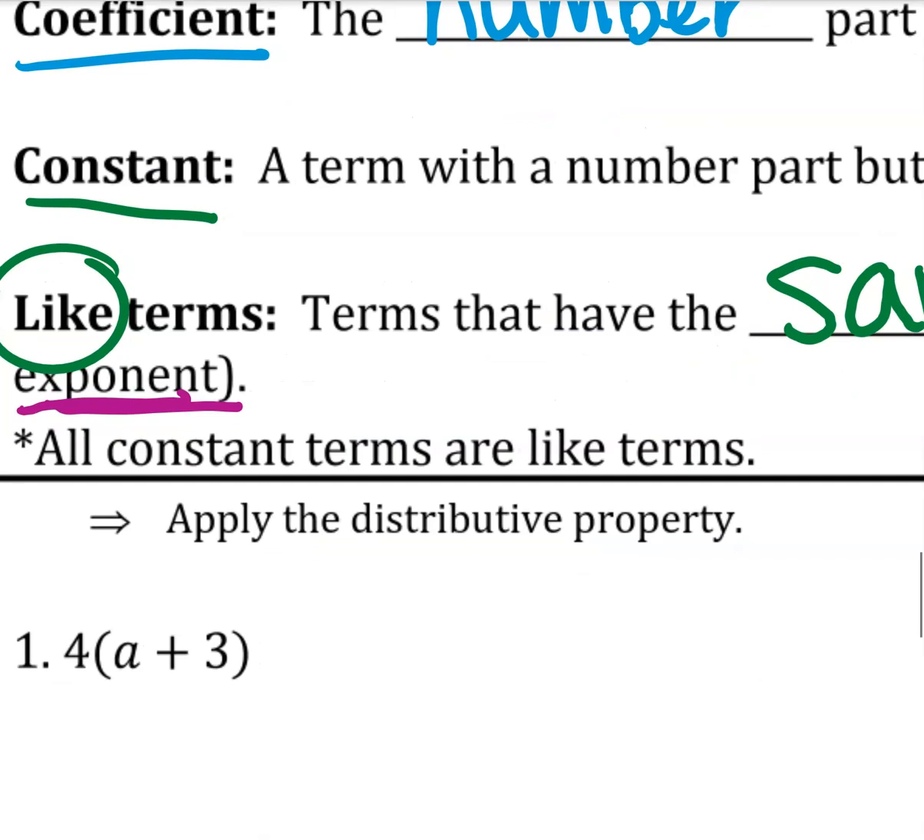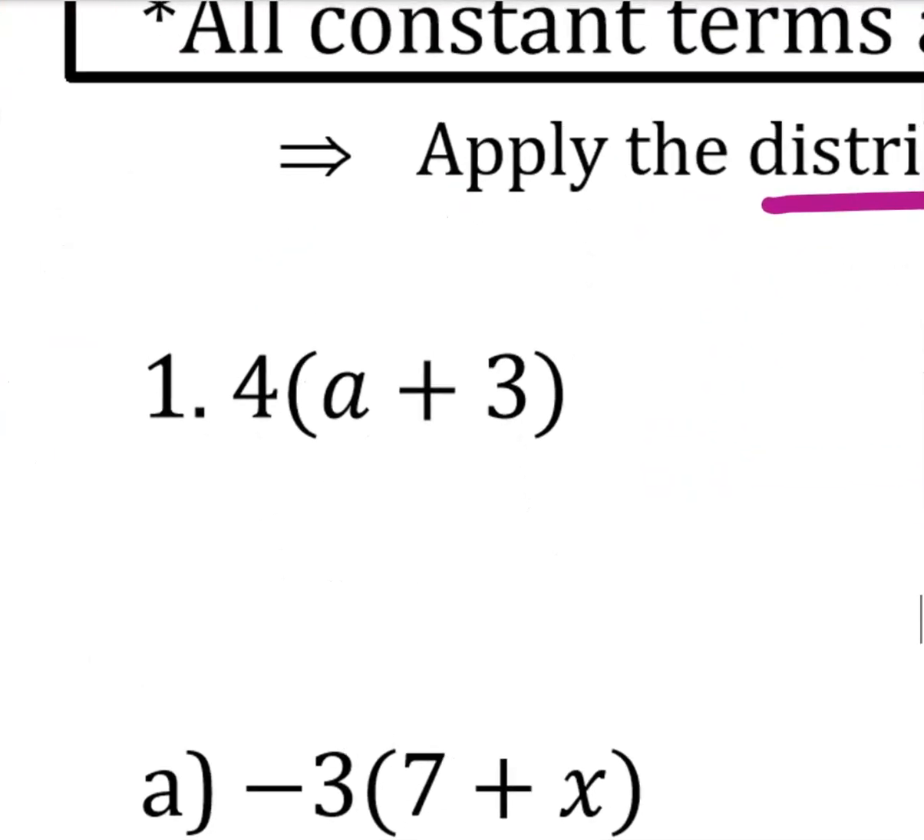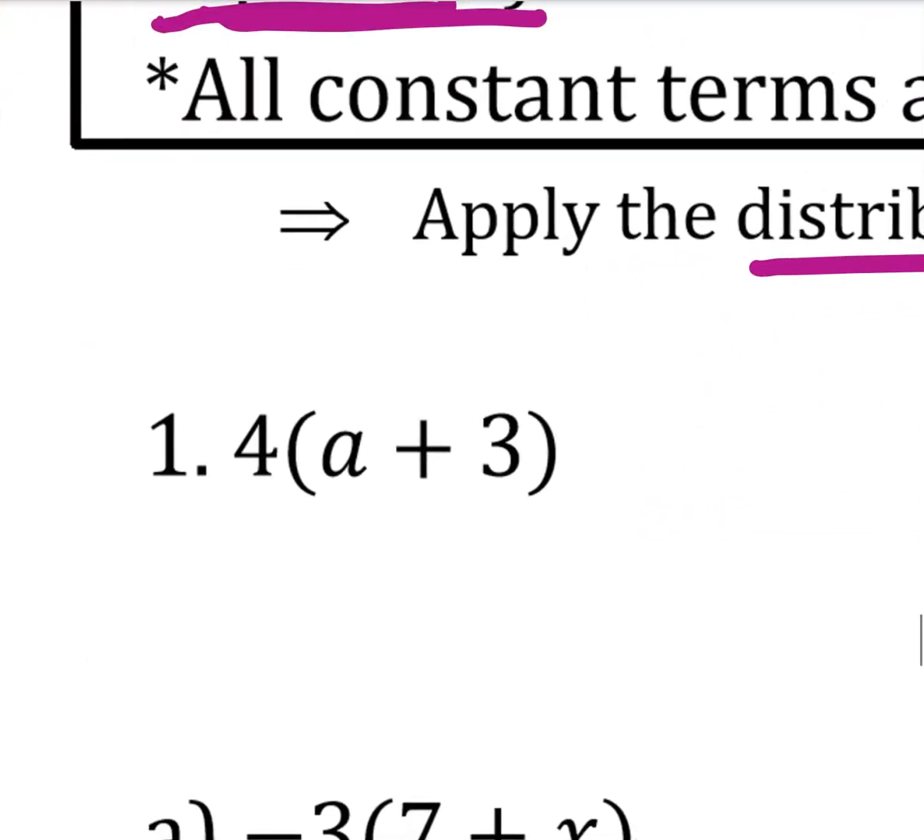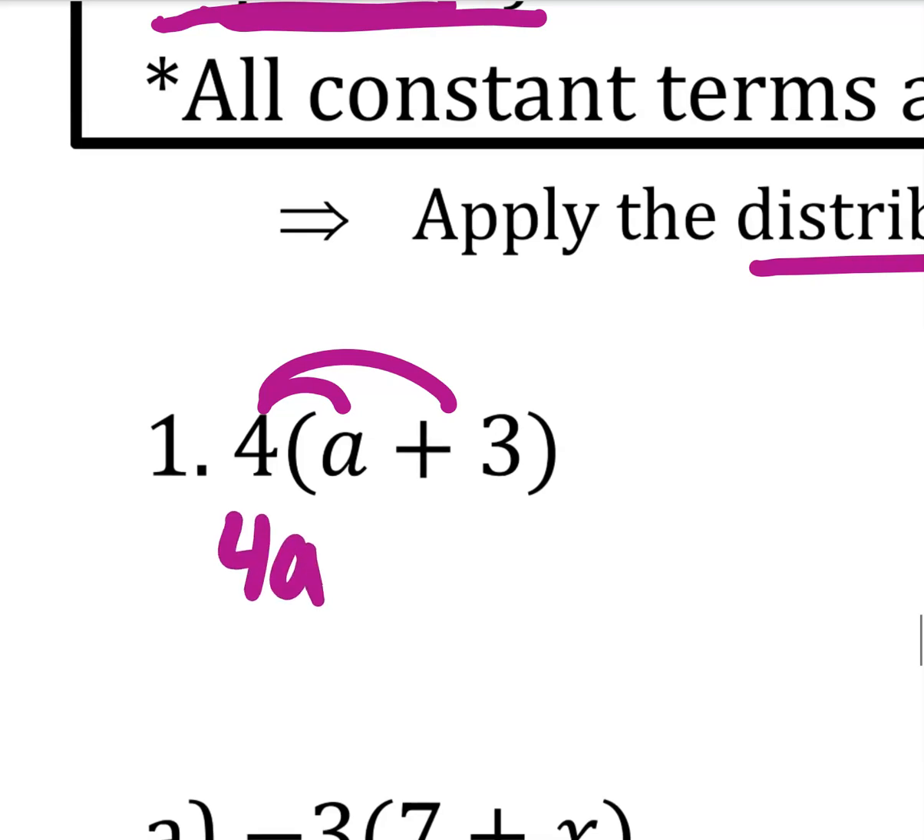So the directions for this is to apply the distributive property. That's the first thing that we learned. So we're going to rainbow this 4 in and combine like terms if we can. So the 4 is going to go in. Now remember, when we're distributing, it's like multiplication. So 4 times A. 4 and A together is 4A. 4 times 3 is 12, so plus 12.